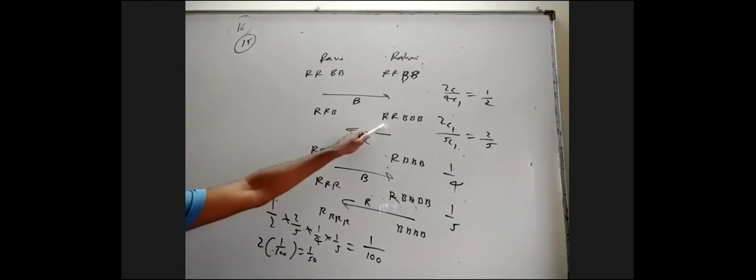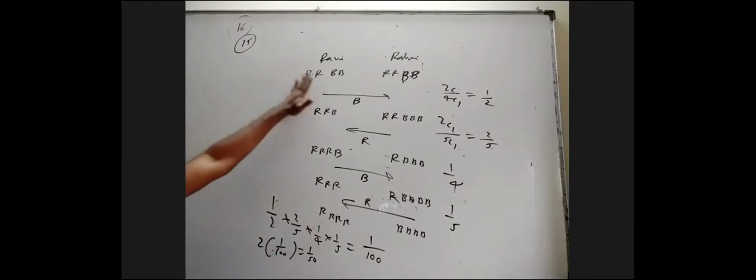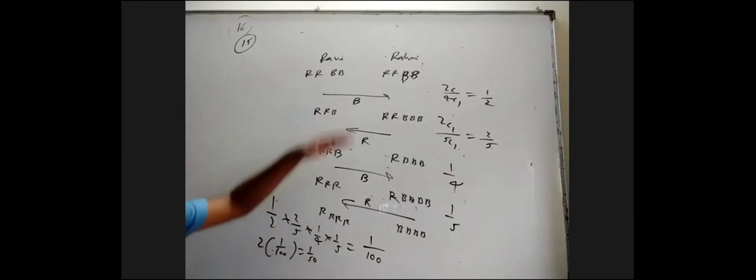But today I am writing what he has and what she has, so that writing this answer will be easier. Sir, last step, can you say again? Why 2 times 1 by 100? Yeah. That is because, what if I want at the end Ravi should have all 4 black and Rashmi should have all 4 red. Okay. For that, just reverse the whole thing.